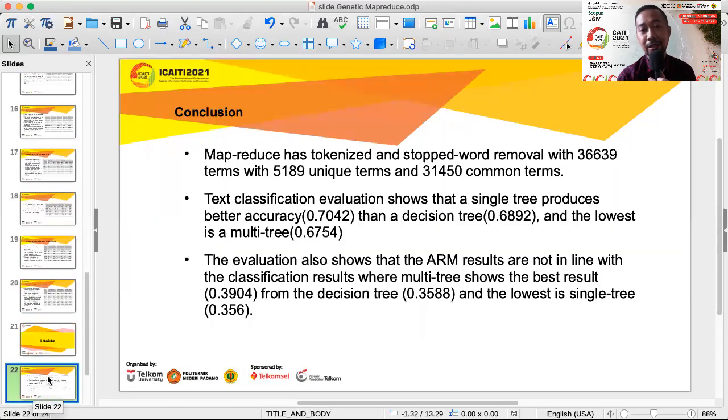So conclusions. We used MapReduce to tokenize and store words and remove stop words, and we also did the evaluations of classification, where single tree reached the best result. The evaluation also shows that the rules do not hinder the classification result, with a high support there.